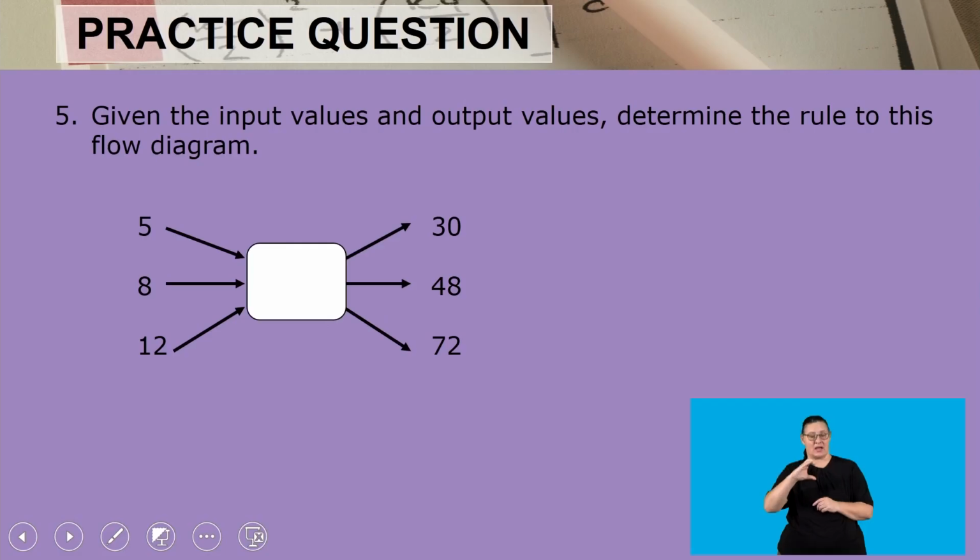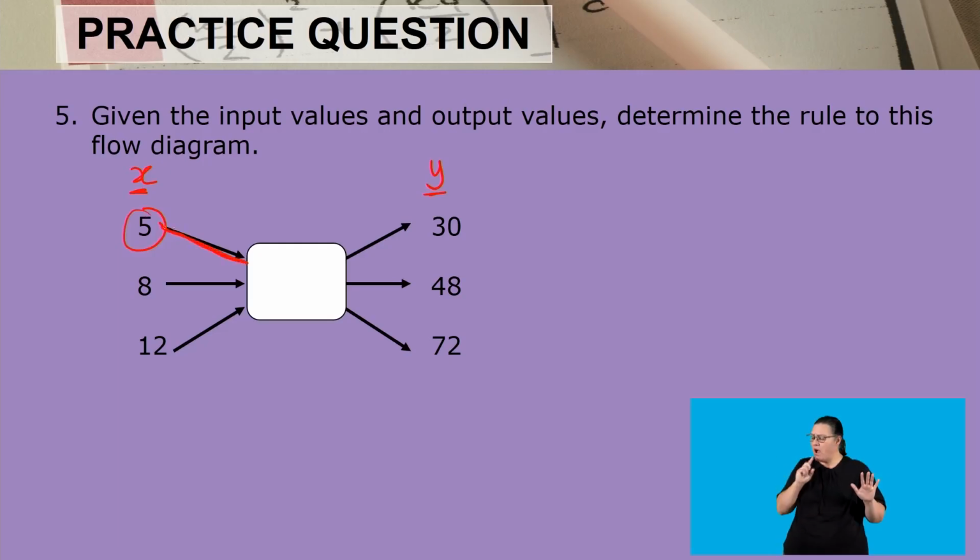Let's look at our last practice question there. So we have been given the input values and the output values. And from these values, we need to determine the rule to this flow diagram. Now remember, the input values are the x values and the output values are the y values there. So from the 5, we need to see what happened or what rule applied for us to get an output of 30. Now, we could say that we added 25 here, but now you need to make sure that whatever rule you choose will apply to each of them.